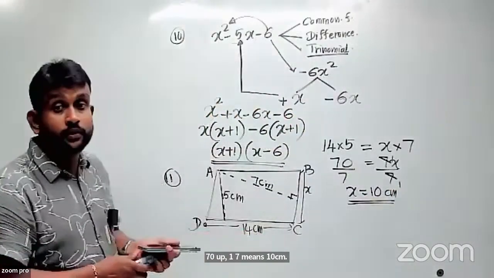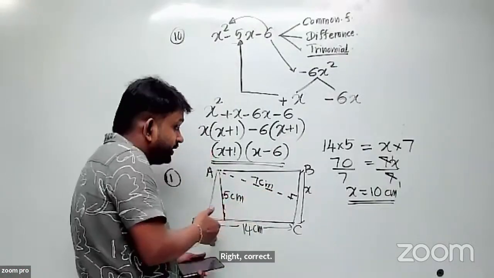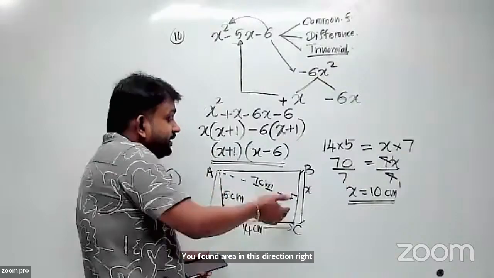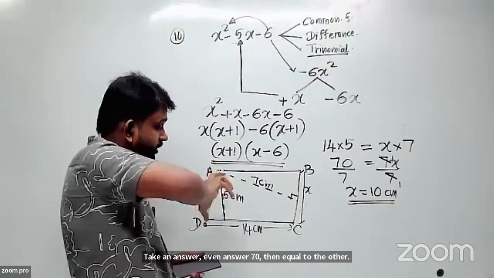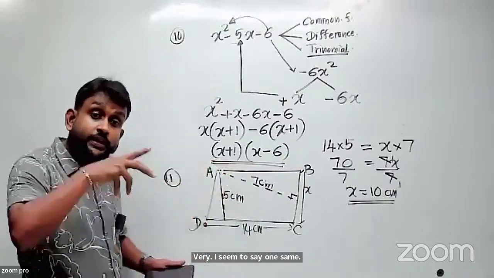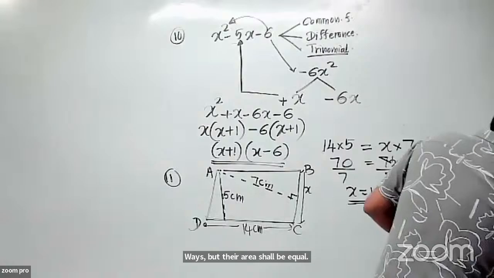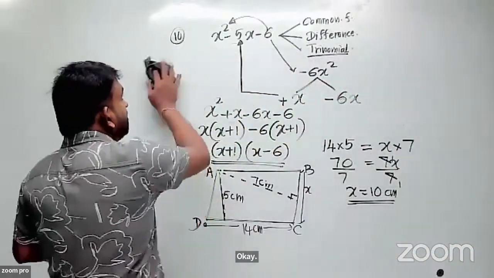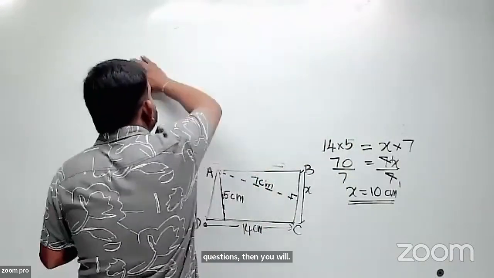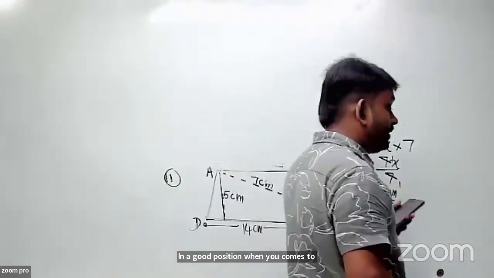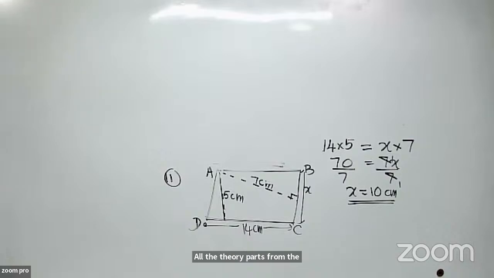Understood? You found the area in this direction, base into height, and the answer 70 is equal to the other area, x into 7. The same surface considered in two different ways, but their area shall be constant, equal. If any doubts, ask. Solve the questions in that way, then you will be in a good position when you come to the O-level exam. This is a big chance for you to catch up all the theory parts from the beginning and set up for the O-level paper.